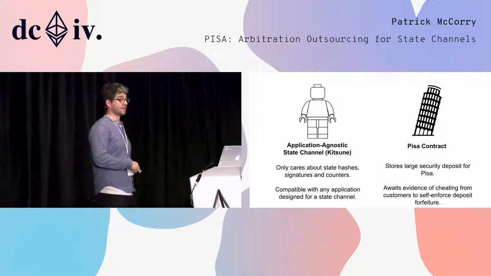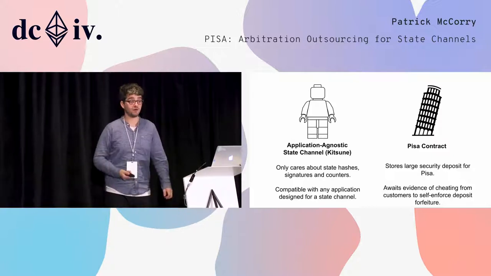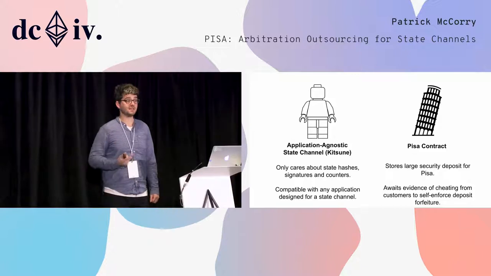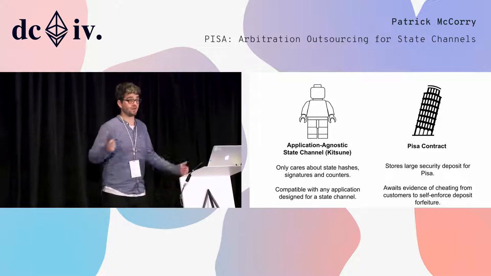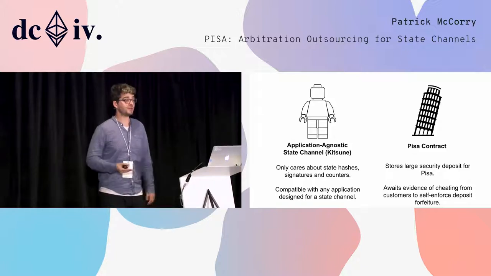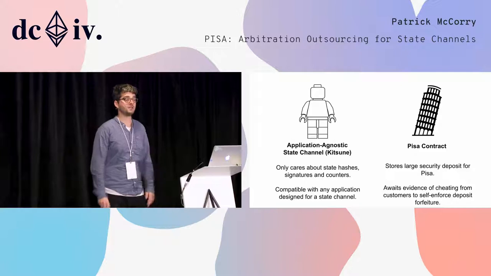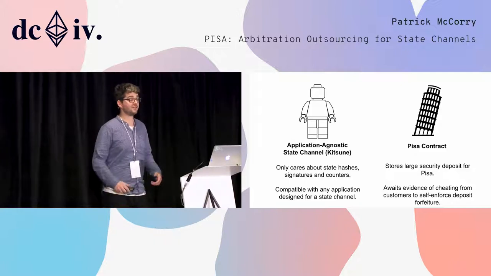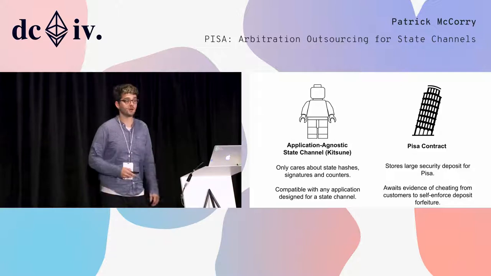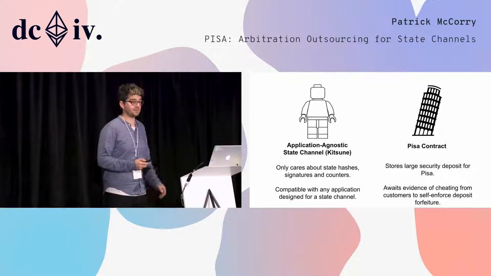Then the second contract is the PISA contract itself. And this really only does two things conceptually. One, it stores a large security deposit from the third party. And then two, it simply waits around for evidence that the third party has cheated. If someone could present evidence, it will effectively freeze the deposit and punish the third party. So that's the basis behind PISA.